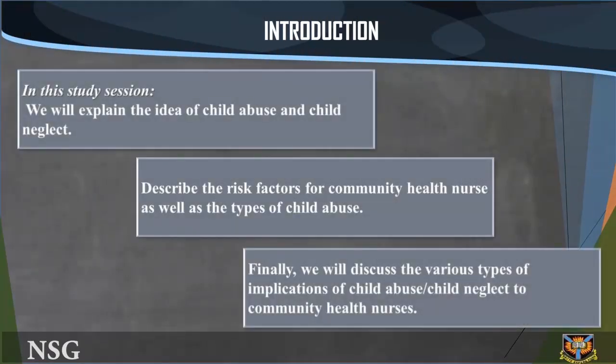In this study section, we will explain the idea of child abuse and child neglect. We will also describe the risk factors for community health nurses as well as the types of child abuse. Finally, we will discuss the various implications of child abuse or child neglect to community health nurses.